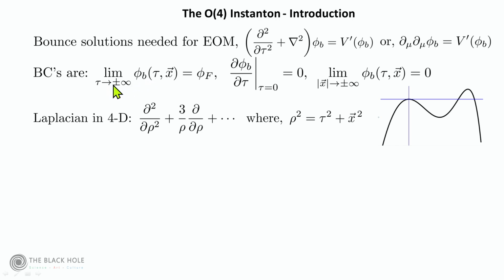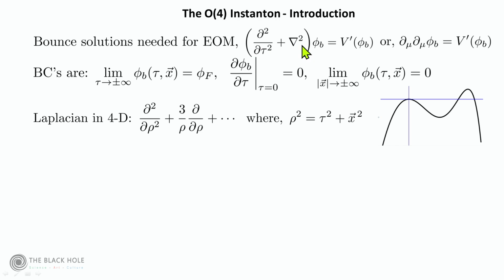Okay, so we need to absorb this, that for the bound solution at time far in the past and far into the future, we have the false vacuum, and this is the speed being 0 at the classical turning point, and this is the field dropping off everywhere as you go to spatial infinity. Okay, now look at this. d2 d tau squared plus del squared. This is nothing but the Laplacian in 4 dimensions.